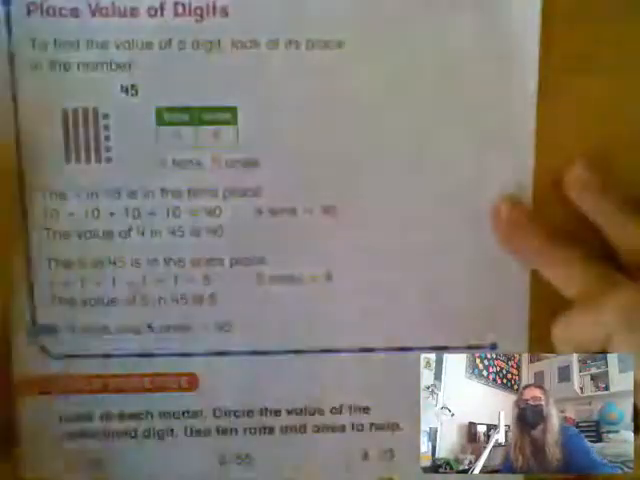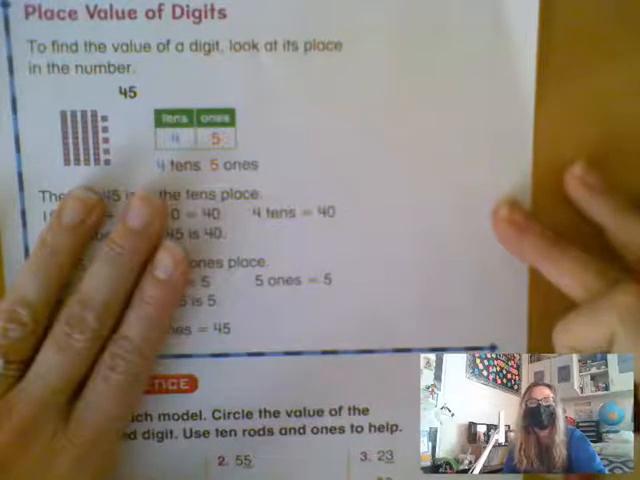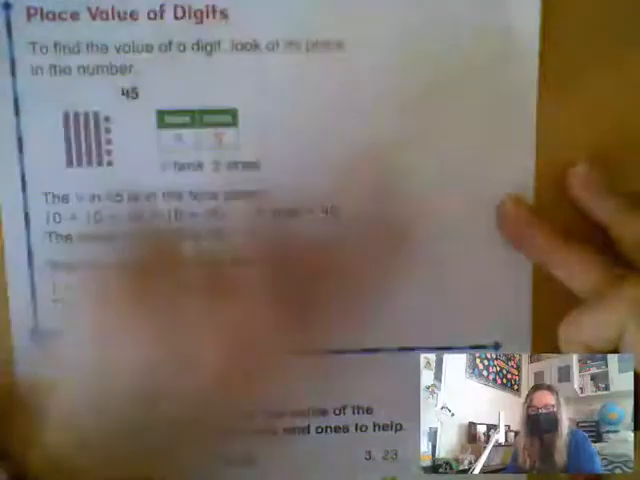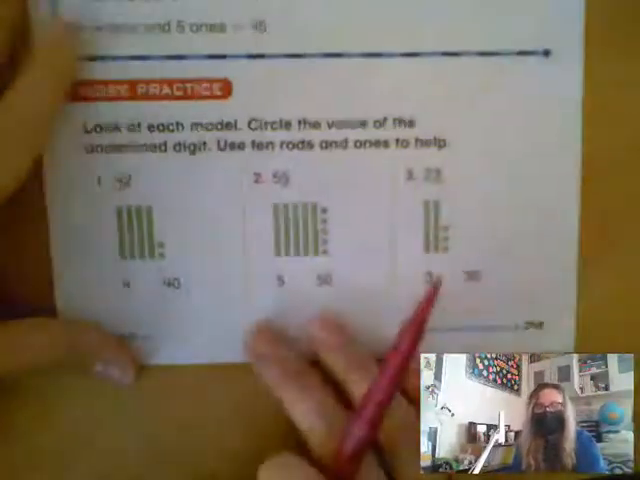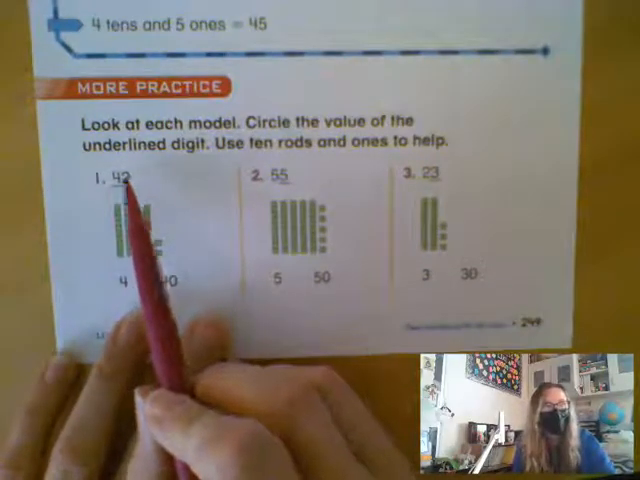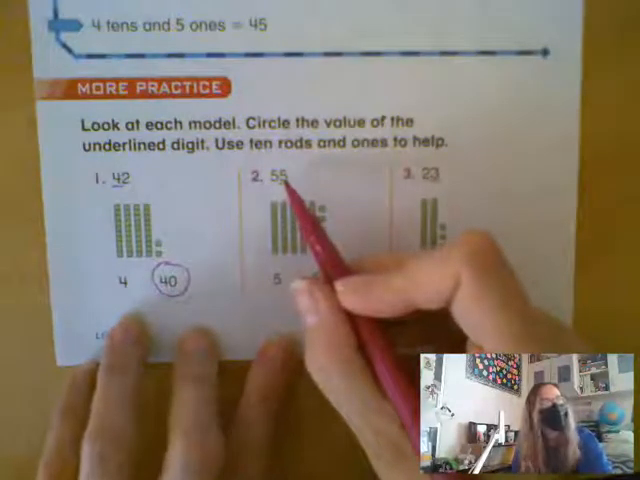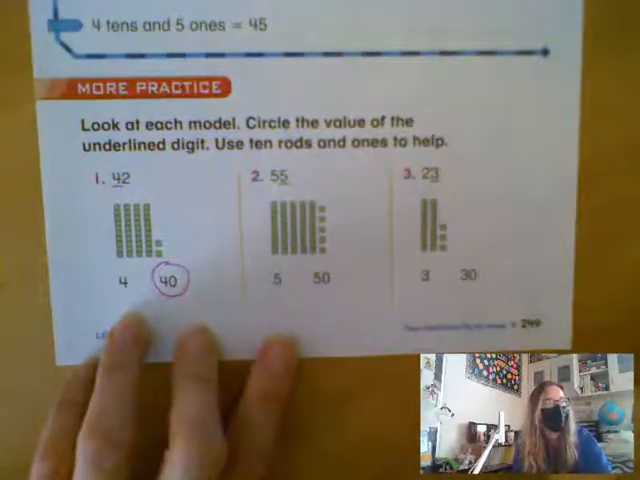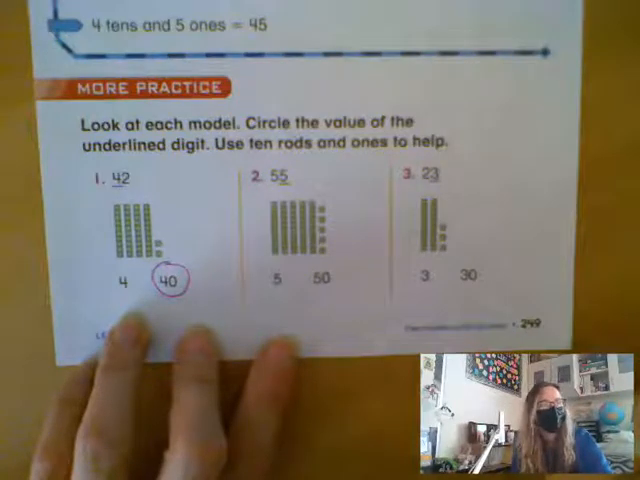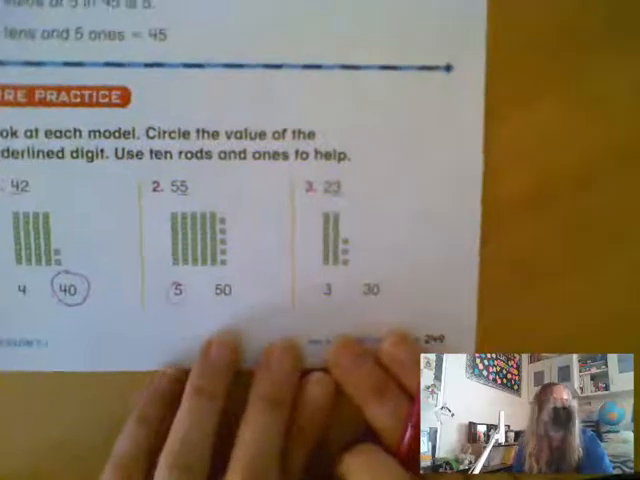They're just reviewing again. Do you have a question, Noah? I do, thank you. This is just reviewing place values. So let's look down at the more practice. They said the value of the 4 in 42 is 40. Brooklyn, what's the value of the 5 that's underlined in 55? Yeah, 5. They underlined the 5 ones. Good job.